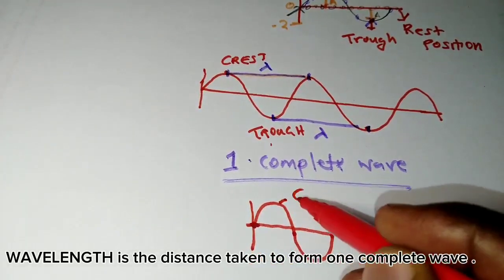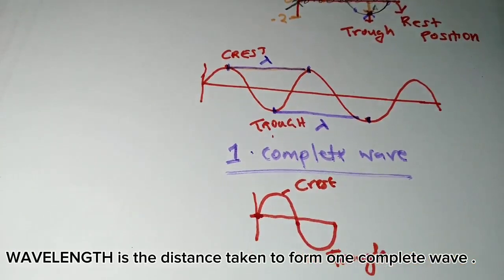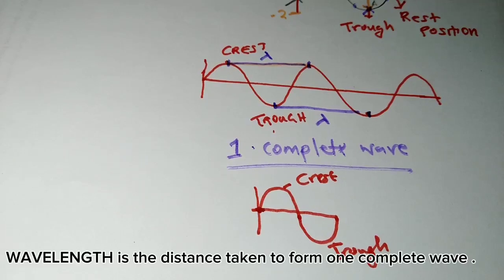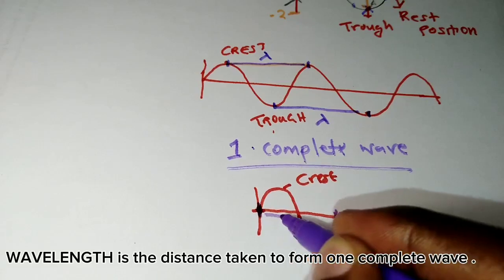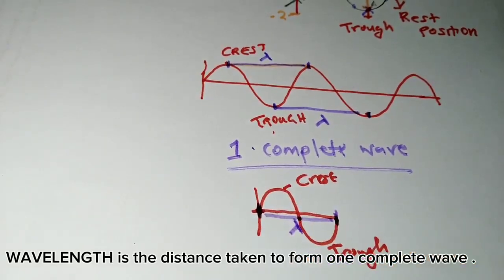One crest, one trough. So this is one complete wave. The distance it takes to form one complete wave, that is the wavelength. In other words, the distance from here to here is also the wavelength.